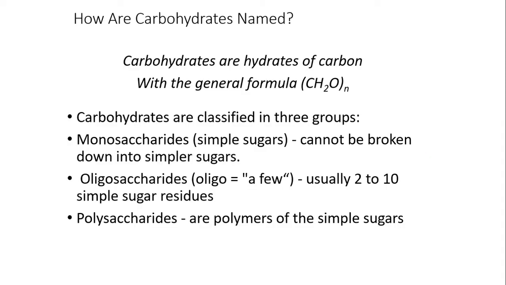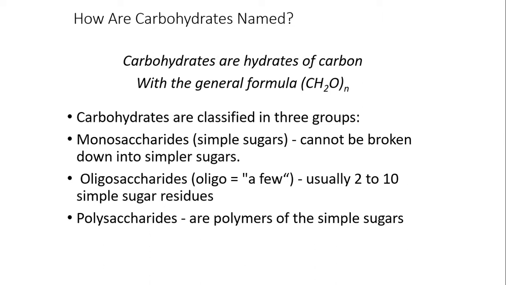So carbohydrates are basically hydrates of carbon. They have a general formula of (CH2O)n, with the n denoting the number of repeats or multiples of this general formula. For example, if n was a 2, the formula would be C2H4O2. We can classify carbohydrates into 3 groups.